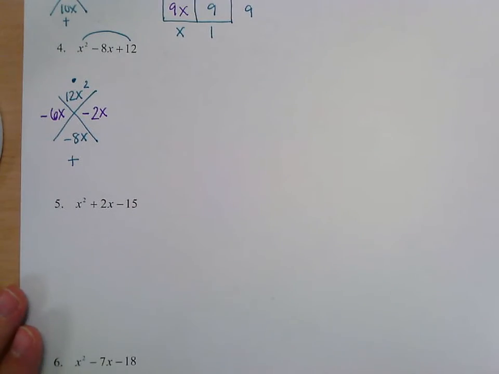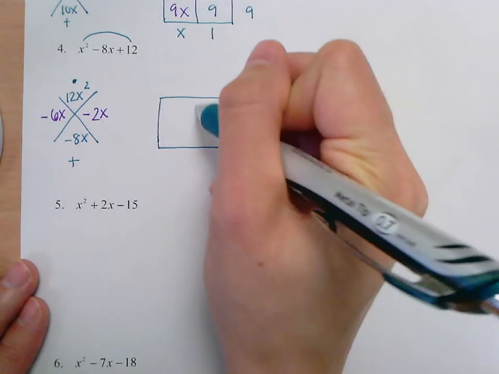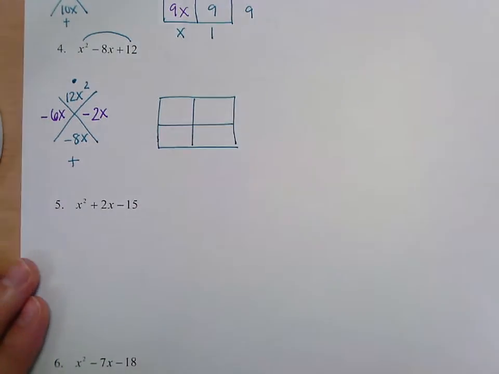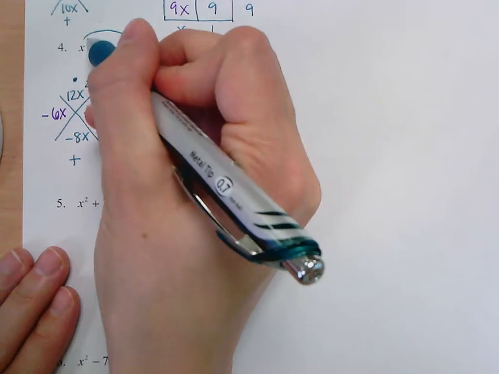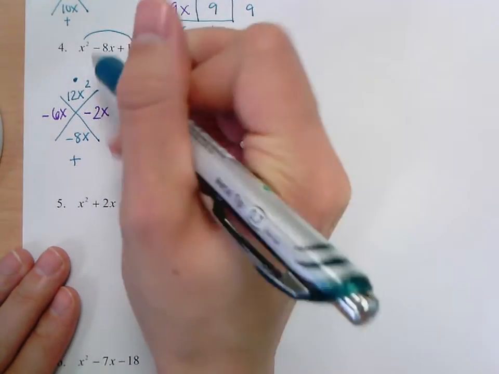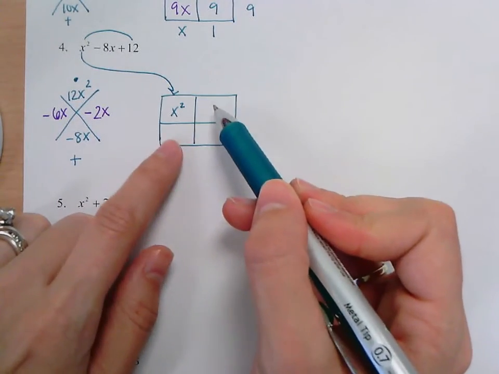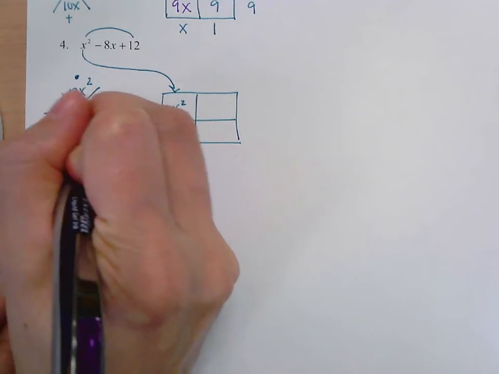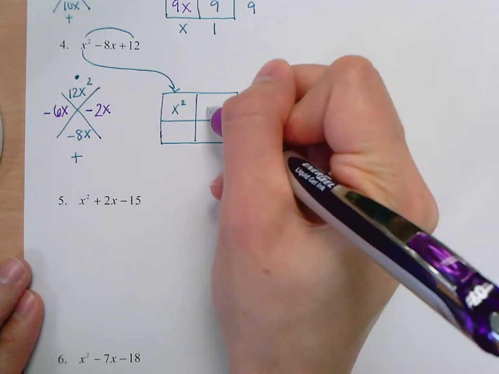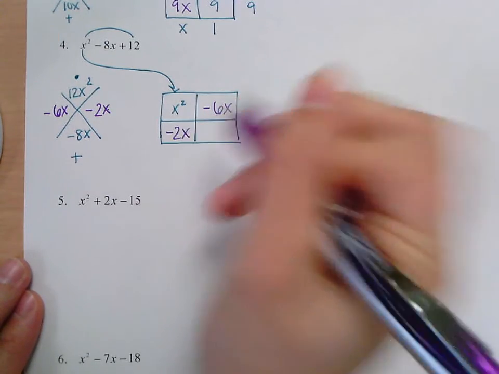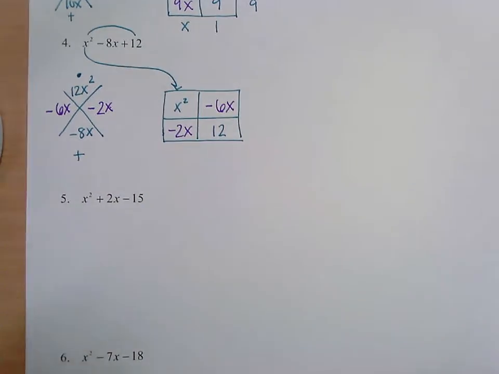Okay, so then from here, again, for the box, the first term in the upper left is always the first term of your trinomial, the x squared. That comes from the original polynomial. The two on that diagonal are the two numbers. The reason you're making the x is to get those two numbers on the diagonal because they add to your middle term. So I'd have negative 6x and negative 2x. And the last one is always the last term, so the positive 12.